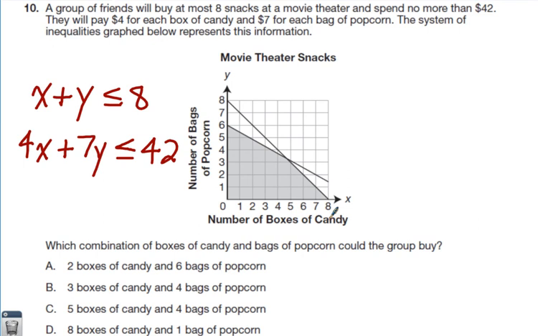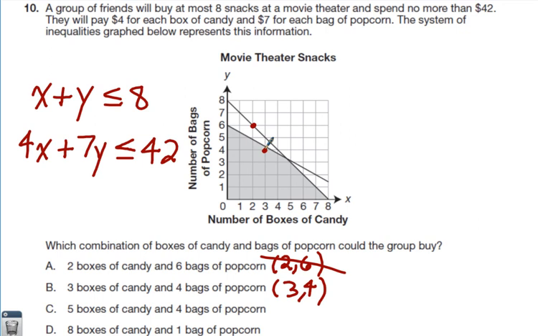Let's say 2 boxes of candy. So, finally cutting to the chase here, what choice A is essentially asking is, is (2, 6) in the shaded area? (2, 6) is not in the shaded area. Okay? Choice B, could they buy 3 boxes of candy and 4 bags of popcorn? So remember, candy is x and popcorn is y. So (3, 4), is that in the shaded area? It looks like it is.